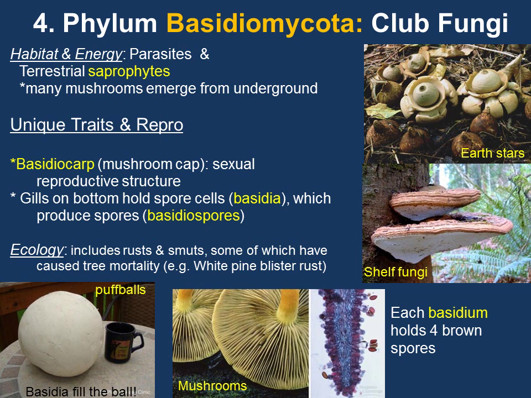In the bottom left-hand picture, we can find a puffball that grows around here in Flagstaff, and they can be very large, and when stepped on, the spores come out in a cloud, hence the name puffball. On the underside of the mushrooms, we can see those gills. In the top right, we can see another type of mushroom called earth stars. And shelf fungus many times grow on a dead tree trunk that's still standing erect. In the bottom right-hand picture, we can see the basidium, and those hold 4 brown spores.